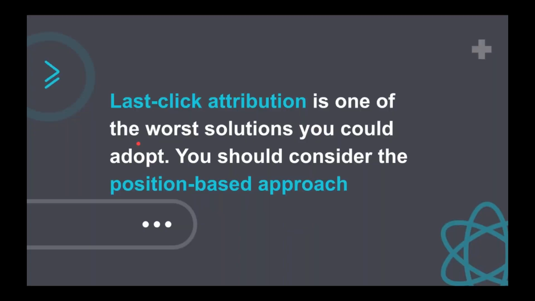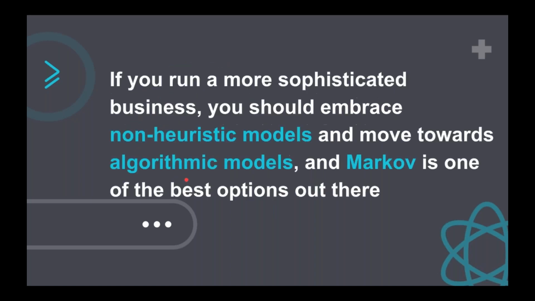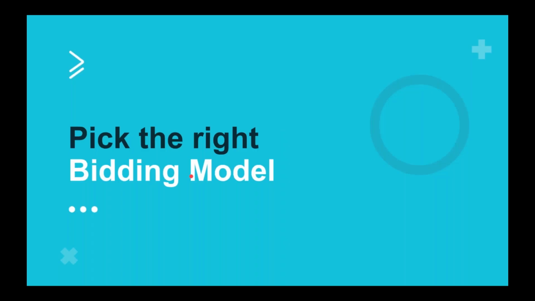All right, now that we have clarified that last click is an absolute horror and position-based is much better, then we know that one day we want to move to algorithmic models if we take a more sophisticated approach. So by now, we should have a better understanding of how we pick the right North Star, what is the right KPI for optimization. Done that, we can define how we pick our attribution model. And now the last step for building our belief system is how do we pick the right bidding model.